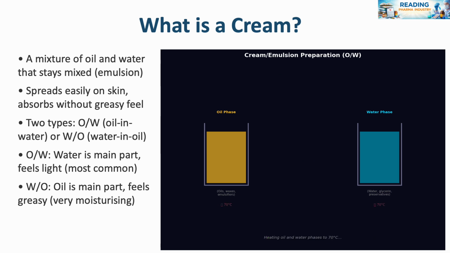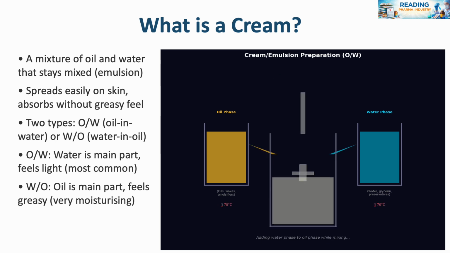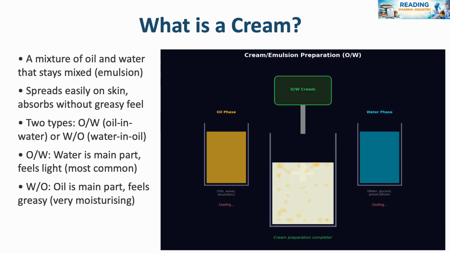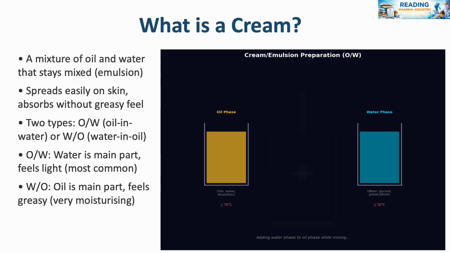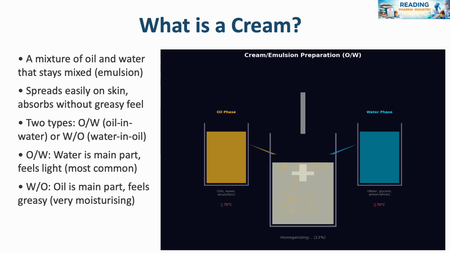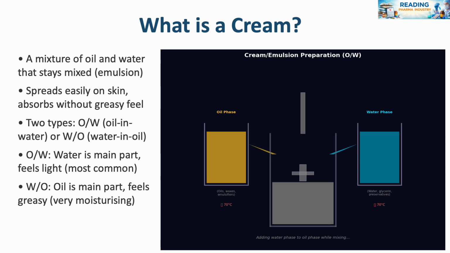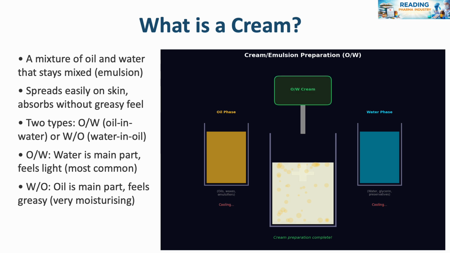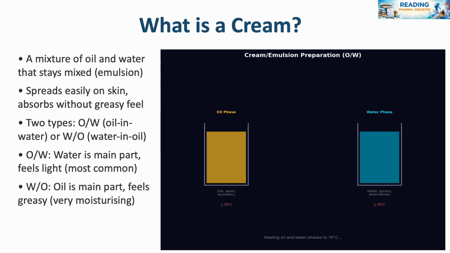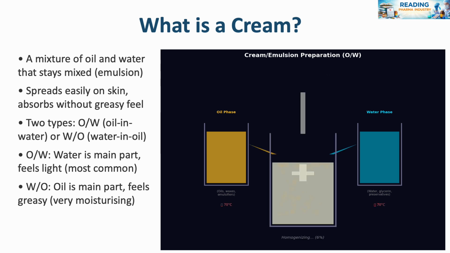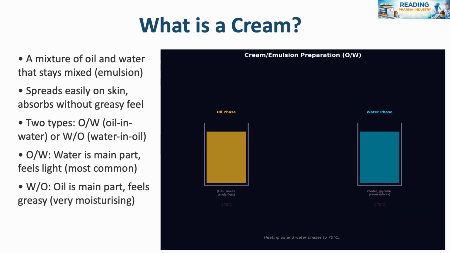There are two types. So you could have the dominant phase as oil, or it could be the opposite, as the water phase is the dominant. The most common type is where the water is the main part, which is the oil in water, and that's often preferred because it feels light. The other type, which is often very moisturizing, is the water in oil. And the reason why it's very moisturizing is because it keeps the moisture inside the skin. And that is very important to ensure a healthy skin in many conditions, especially dry skin conditions.